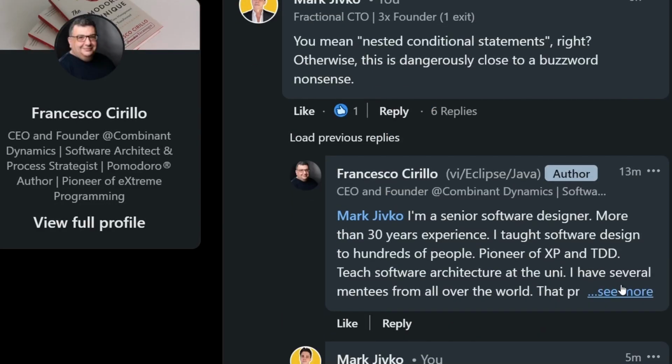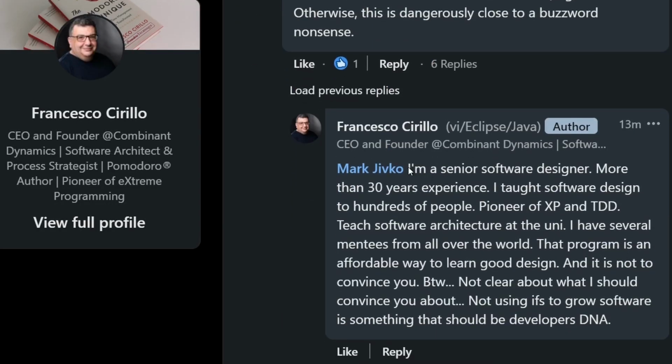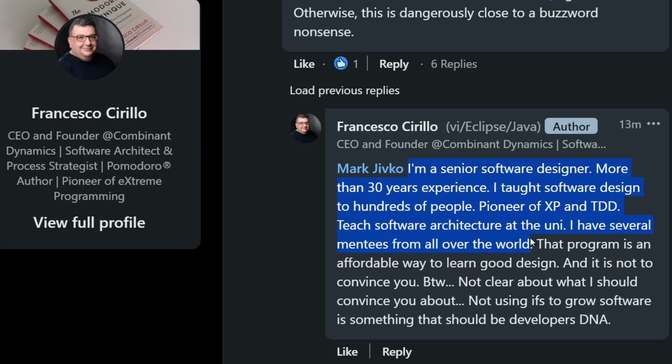I'm a senior software designer, more than 30 years experience. I taught software design to hundreds of people, pioneer of XP and TDD. Ah, that explains Kent Beck's thumbs up. These guys are buddies. Good to know. Teach software architecture at the uni. I have several mentees from all around the world. Several, you say? That's a lot. And from all around the world.